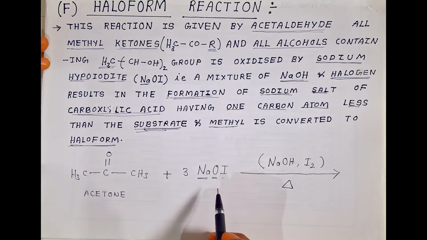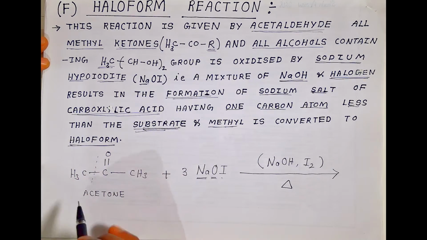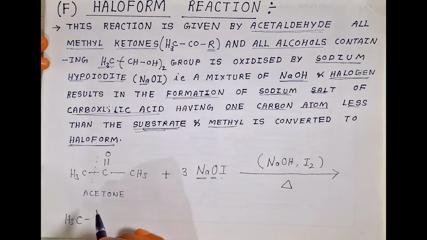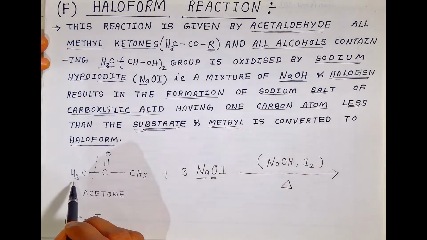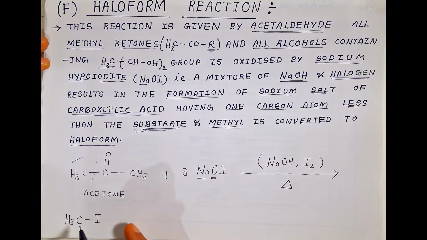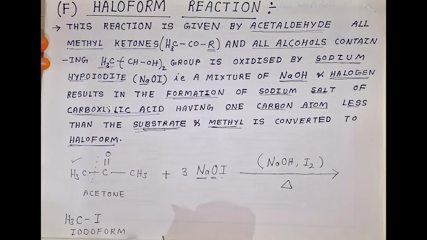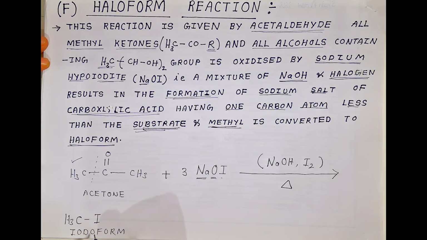Okay students, now what happens students? So there is a bond, this methyl, their bond will break. Okay students, and this is forming CH3 and it is attached to the iodine. So there is a formation of haloform. So this methyl is converted to haloform. It is called iodoform. Here iodine is attached, so we call it iodoform. Okay students, so there is a formation of haloform, that is here there is a formation of iodoform.